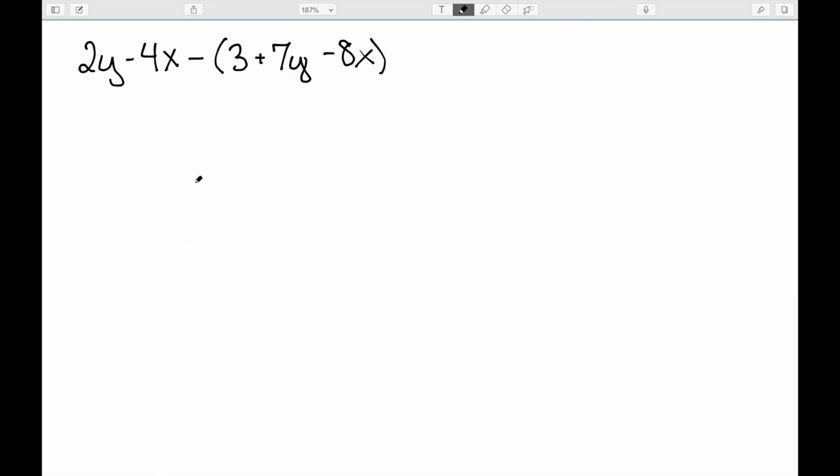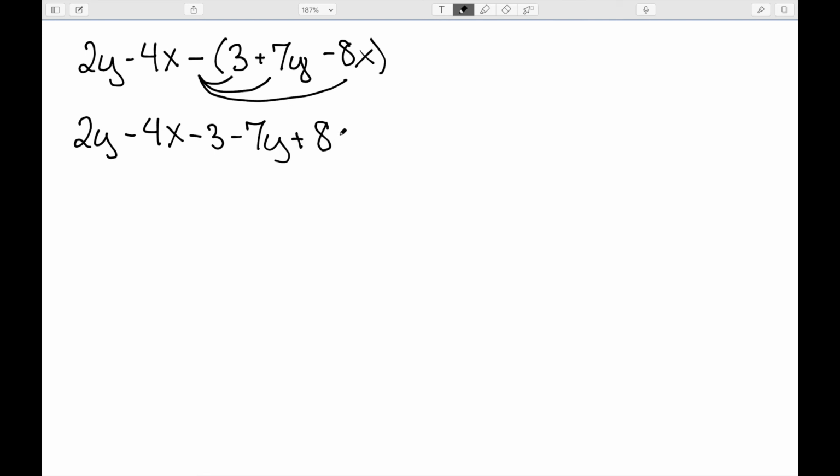For my last example, 2y minus 4x minus 3 plus 7y minus 8x. When we have a negative sign outside of a parentheses, we need to distribute it all the way through. So minus 3, minus 7y, and then minus negative 8x. So plus 8x.